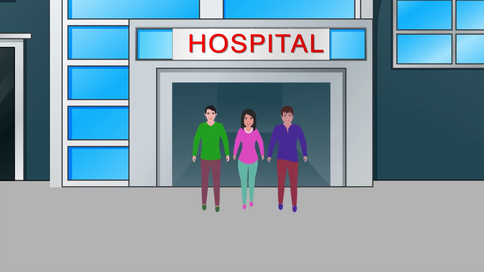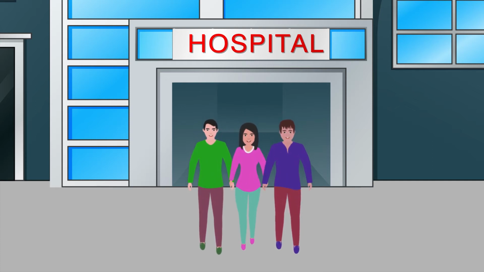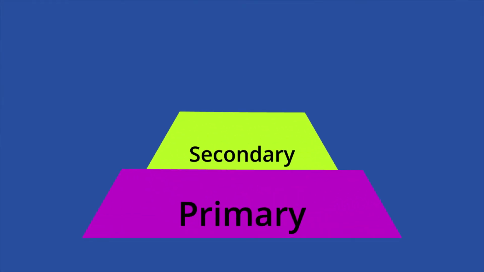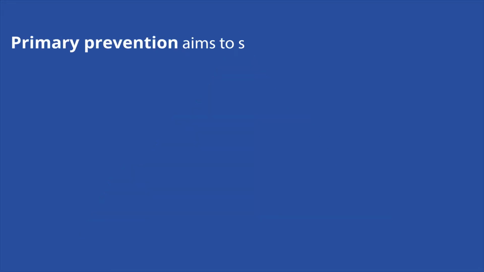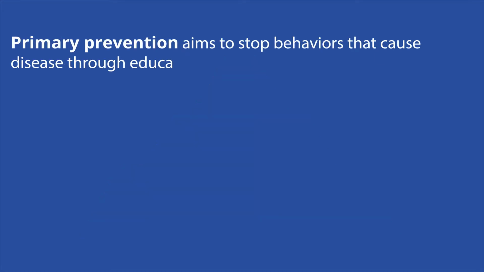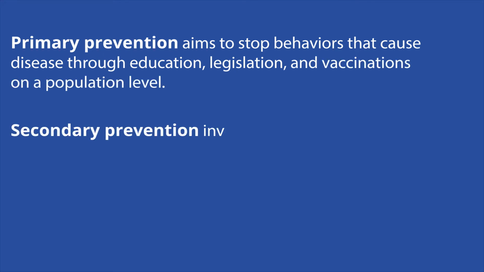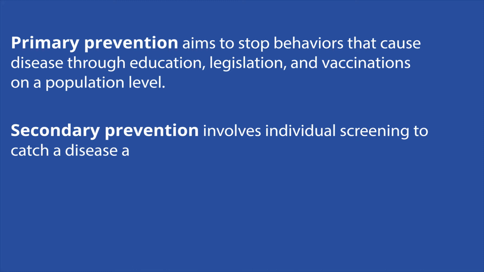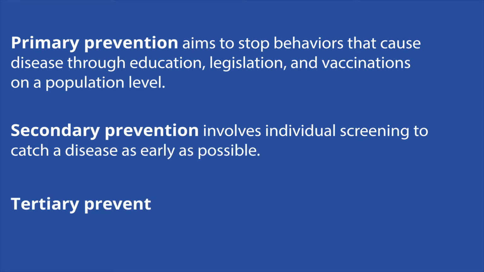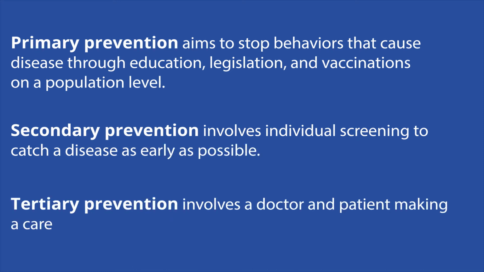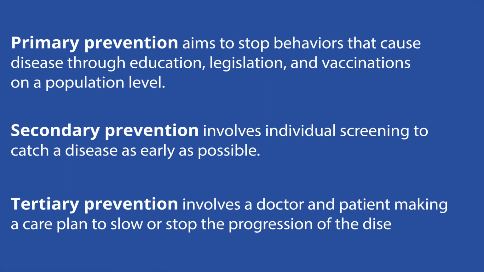Similarly, early attempts to prevent disease drastically improve health outcomes. In fact, public health experts identified 3 types of prevention that correspond to different stages of disease. There are 3 levels of disease prevention in public health. Primary prevention aims to stop behaviors that cause disease through education, legislation, and vaccinations on a population level. Secondary prevention involves individual screening to catch a disease as early as possible. Tertiary prevention involves a doctor and patient making a care plan to slow or stop the progression of the disease.